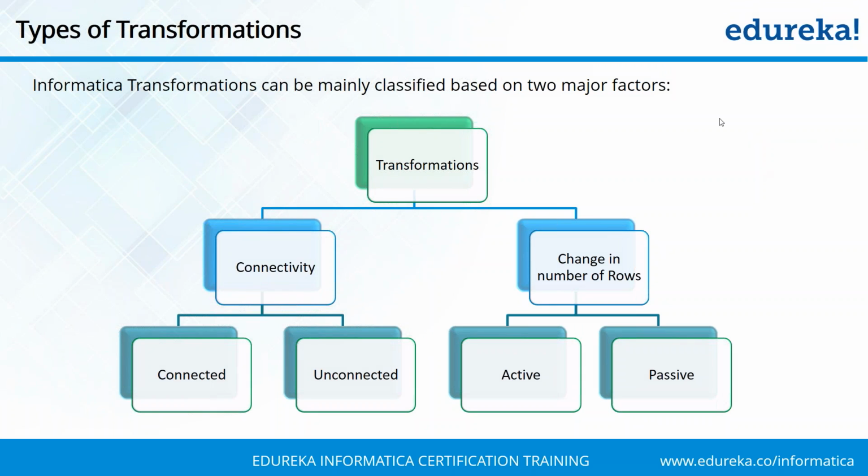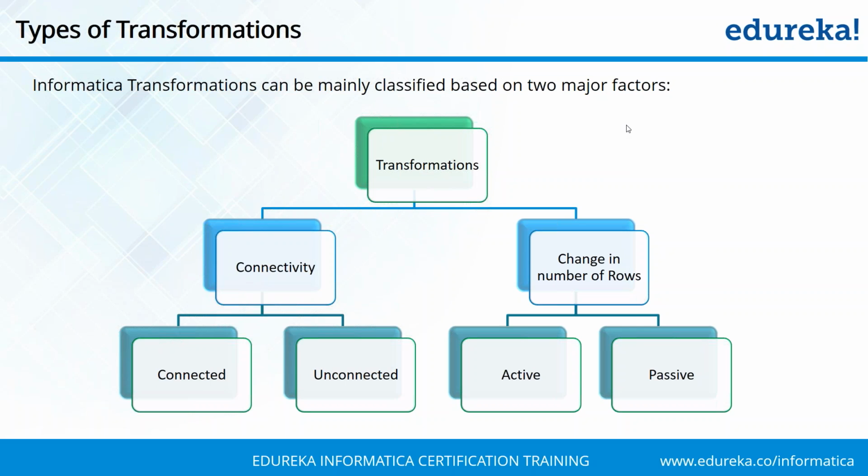So Janice has a question here. Janice is asking us, is it possible for a transformation to be connected and active and connected and passive as well? Yes, Janice. Here let me give you the example of the lookup transformation. The lookup transformation by default is a passive transformation. However, while you are creating it, you can make it an active transformation as well. And based on your needs, you may either connect it or you may keep it as unconnected as well. Does that answer your question, Janice? Alright, so any more questions with respect to these types of transformations?